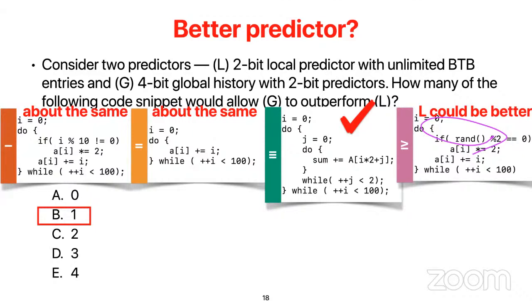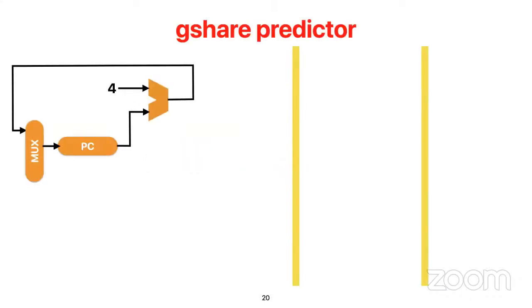And the thing is that, for this example, it looks like the global predictor can capture the pattern very well, but sometimes the pattern is just so long that it's impossible for us to capture it, right? And for some cases, there are still patterns that we cannot predict well. So the global predictor is not perfect. So we need hybrid predictors. There are a few hybrid predictors that we will introduce.